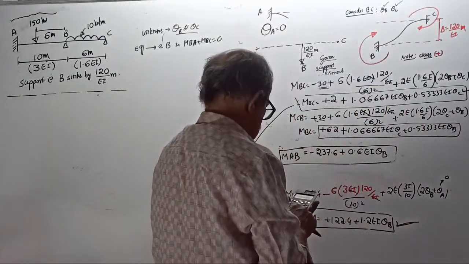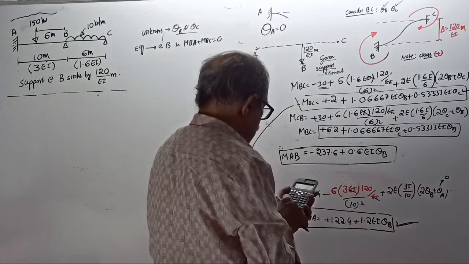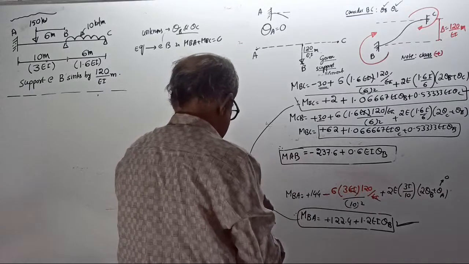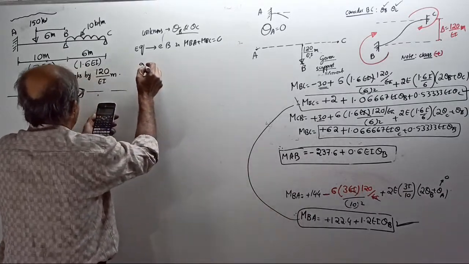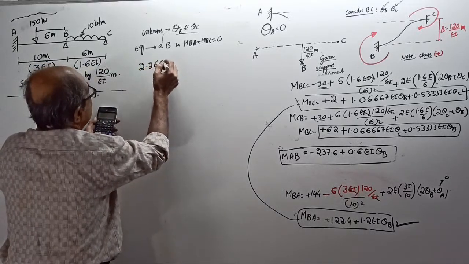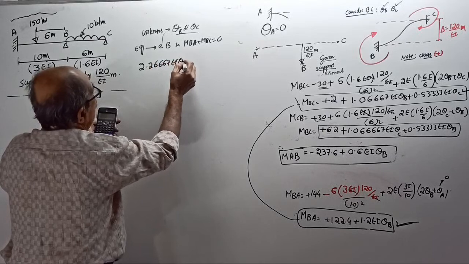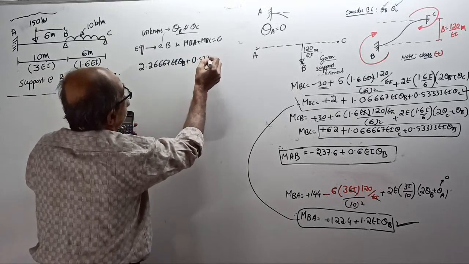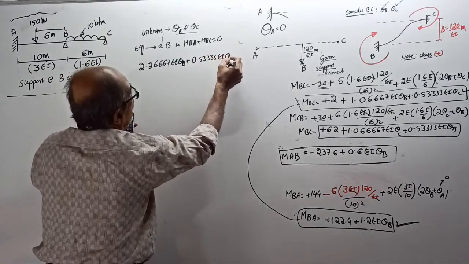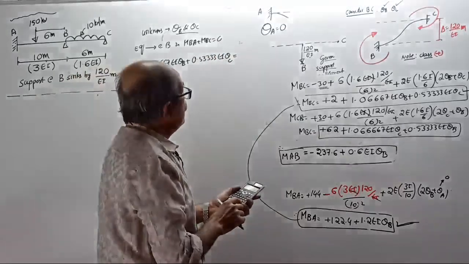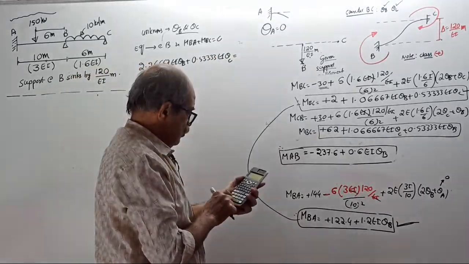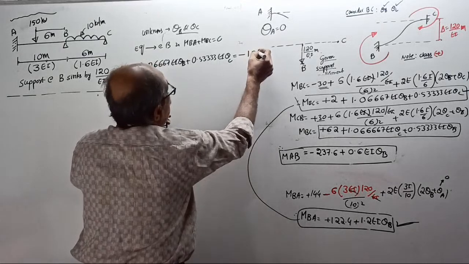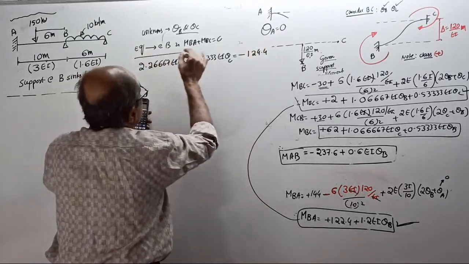That is 1.2 plus 1.06667. 1.2 plus 1.06667 will come 2.26667 EI theta B plus 0.53333 EI theta C equal to MBA is 122.4, MBC is plus 2, equal to minus 124.4. Equation number 1.